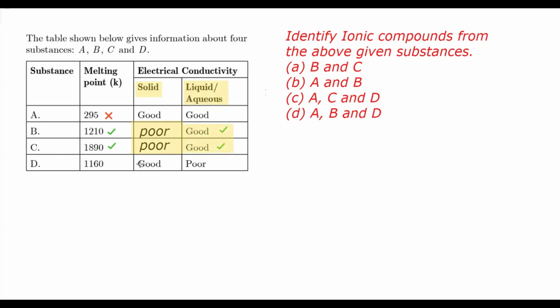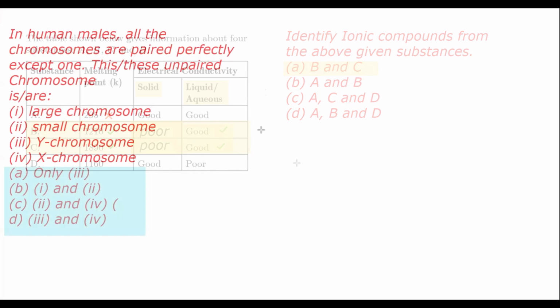Now, why should I discard option D here in spite of having high melting point? You can see high melting point, but you can see that it is showing good conductor of electricity in the solid state. It should not be a good conductor because in the solid state, no ionic compounds conduct electricity. And that's the reason the correct options should be B and C, and B and C is option A here, right? So we'll mark this to be the correct answer.